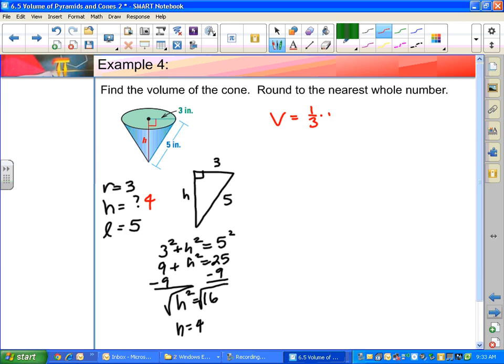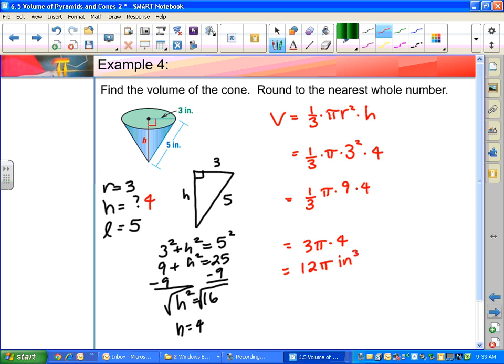Volume equals 1/3 times pi r squared times the height. So that's going to be 1/3 times pi times 3 squared times the height, which is 4. So let's multiply this out. I have to do my exponents first, so 3 squared is 9. Then I'm going to do 1/3 of 9, multiplying that together first because it's easier. 1/3 of 9 is 3. So that's 3 pi times 4, which is 12 pi cubic inches.